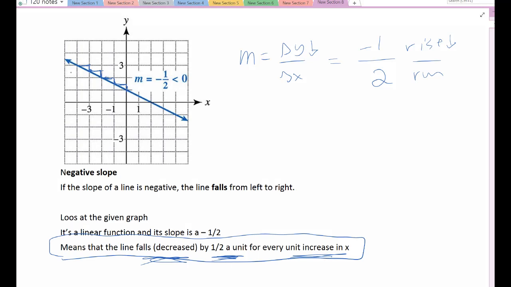Alright, so we're going to look at some special lines. These would be sort of general lines, what most lines look like, either an increasing, moving up line, or a decreasing, moving down line. We're going to look at our special lines in the next video.